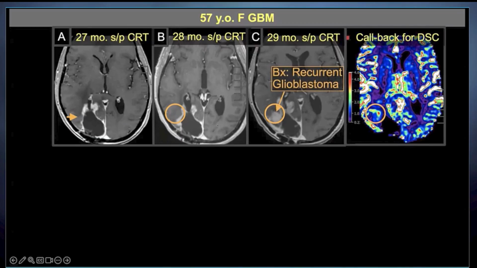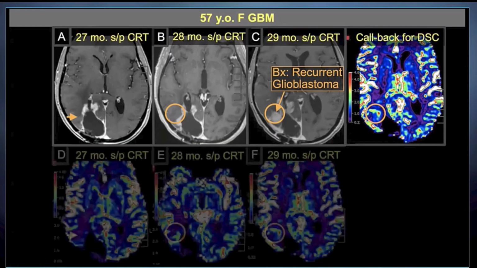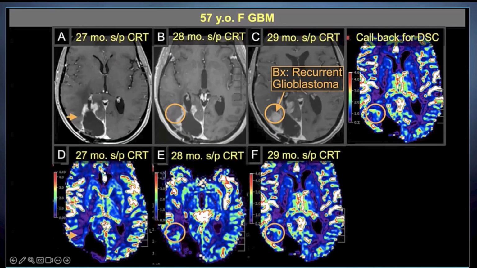But if we were to rewind and say, hey, we actually acquired DSC perfusion along with the post-GAD conventional imaging, we would have had the confirmatory imaging test at the third month without the need to bring the patient back, and we would have been able to provide a more confident diagnosis at the 29-month interval.